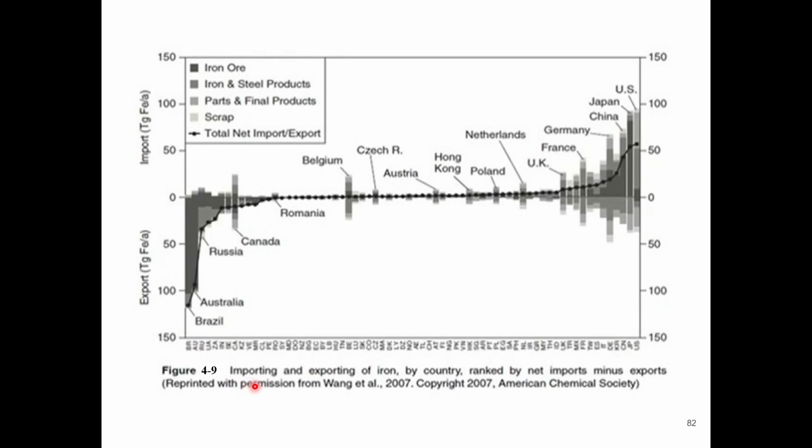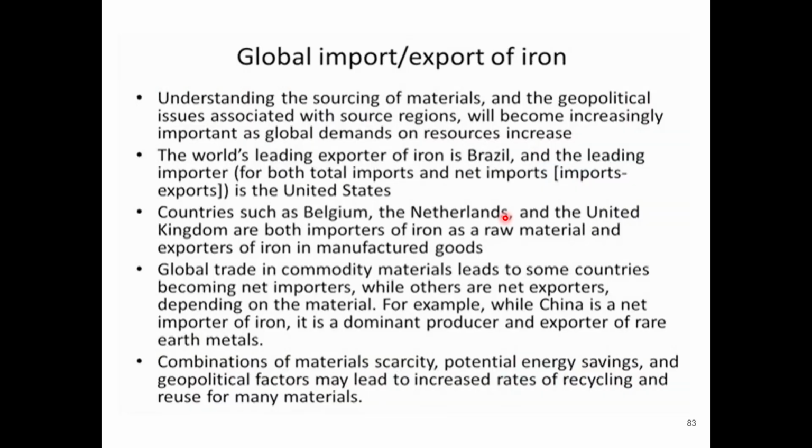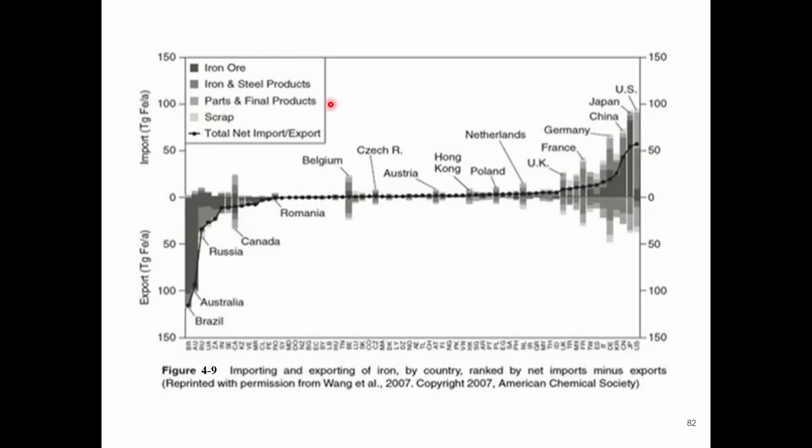Figure 4.9 shows the importing and exporting of iron by countries, ranked by net imports minus exports. If you see here, for export in trillion grams of iron per annum, the maximum is Brazil, then Australia, Russia, Canada, Romania. In terms of import, the maximum is by the US, followed by Japan, China, Germany, France, UK, Netherlands, Poland, Hong Kong, Austria, Czech Republic, and Belgium. They have shown the iron ore, iron and steel products, parts and final products, scrap, and total net import and export.